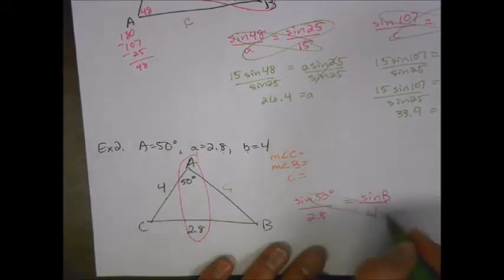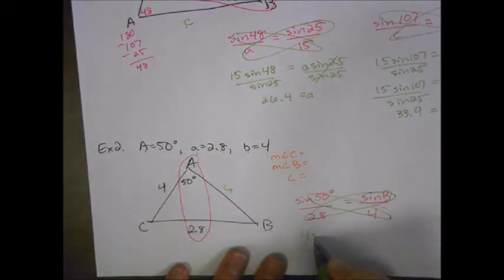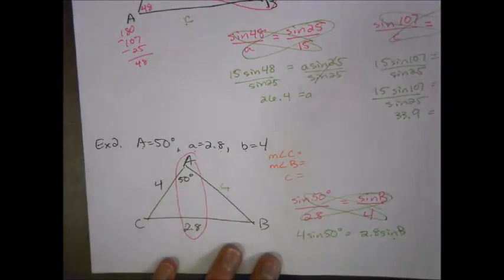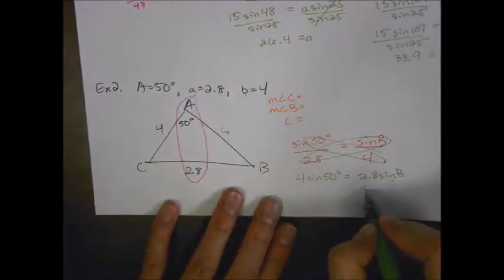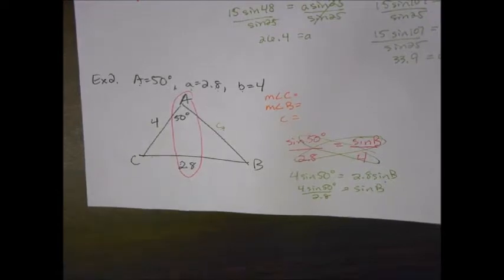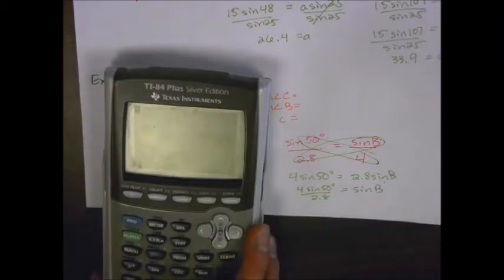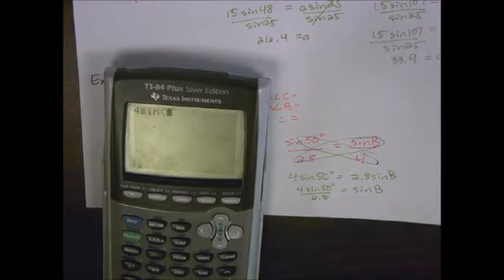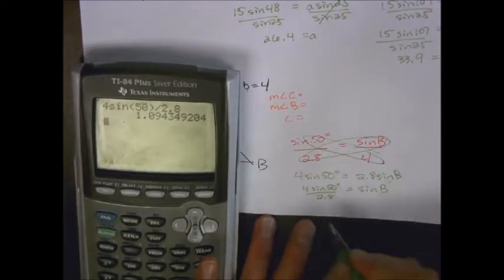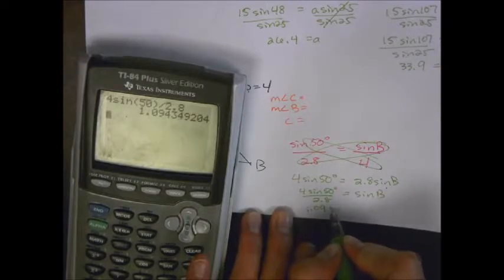Again, we cross multiply. So I get 4 sine of 50 degrees equals 2.8 sine B. I'm going to divide by 2.8. So I get sine B equals 4 sine 50 degrees over 2.8. I'm going to type this into my calculator. 4 sine 50 divided by, make sure we close that parentheses, 2.8.